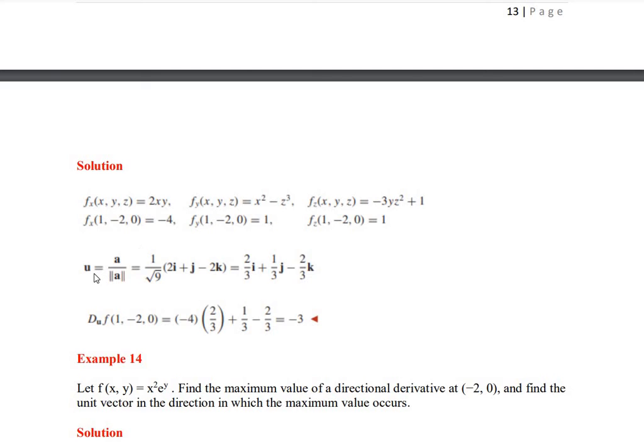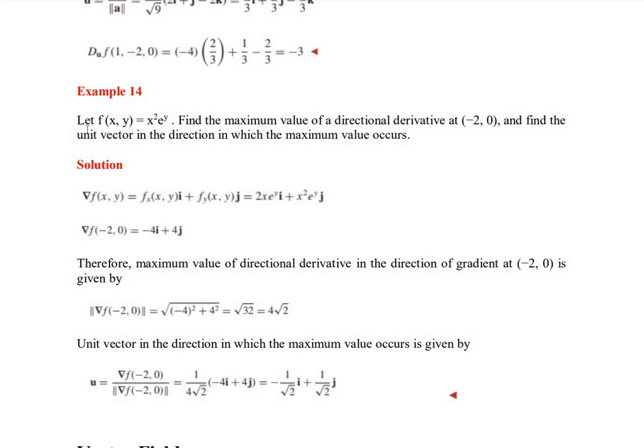So we have the vector a, and you find the unit vector u = vector a by norm a. That will give you this unit vector. Therefore, the directional derivative of f at the point (1, -2, 0) in the direction of unit vector u, we can use that formula. You will get the answer as minus 3.